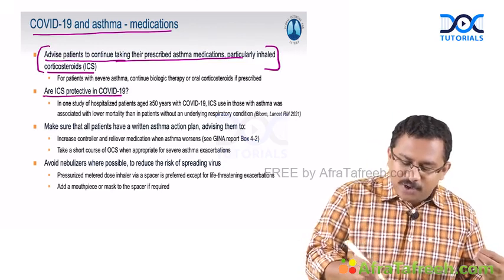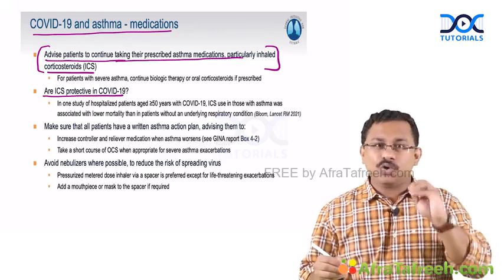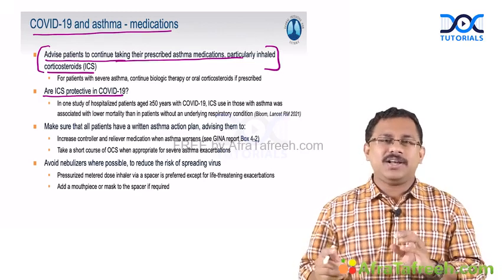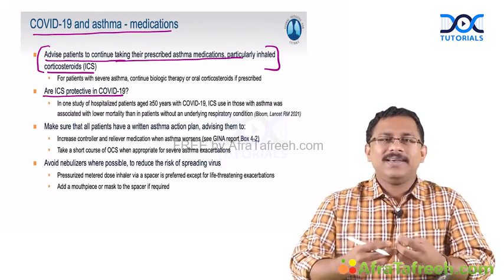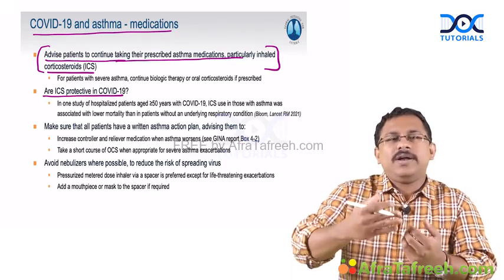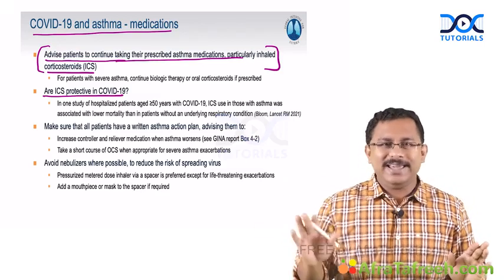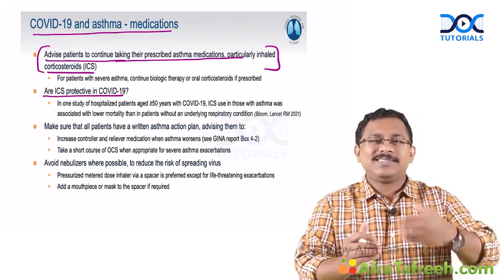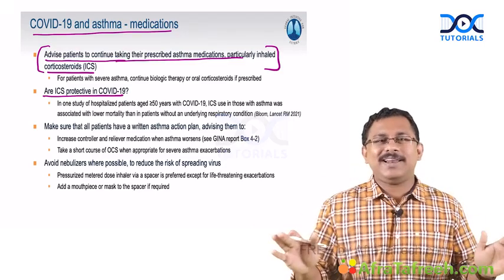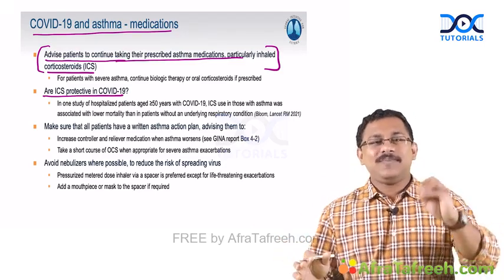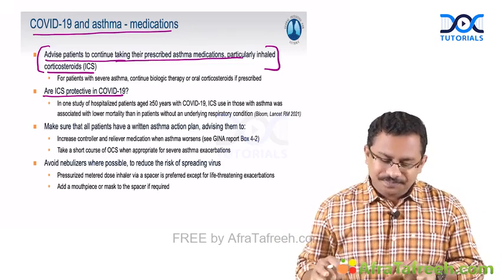And are inhaled corticosteroids protective? Well, in a particular study it was shown that the inhaled corticosteroids being used in patients with bronchial asthma have some protective role over an individual who has no asthma and is not on any ICS. So there is some benefit. It doesn't mean that patients who do not have bronchial asthma should take ICS. No. But those who have asthma, if you take ICS, there is a definite benefit.